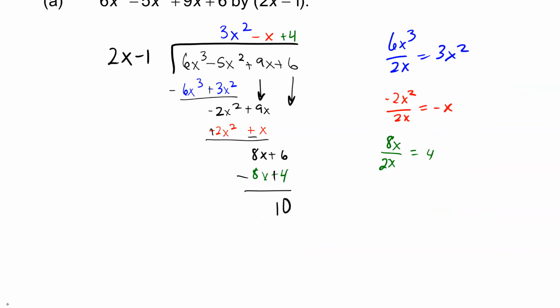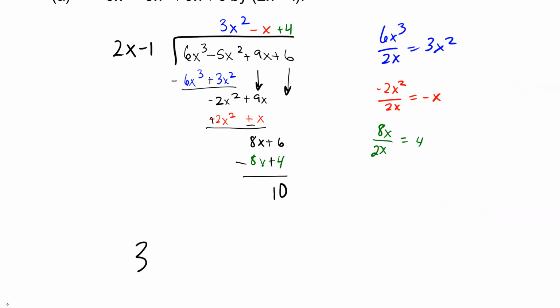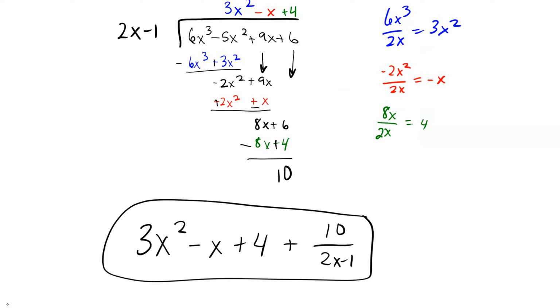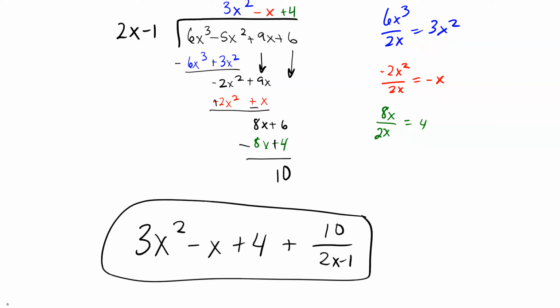Once again, we have a remainder, so I can write it as 3x squared minus x plus 4 plus 10 over 2x minus 1. How do I know it's plus 10 over 2x minus 1 and not minus? How do I know that? Anyone want to take a gamble? How do I know that this is a plus right here? I know it's plus this and not minus 10 over 2x minus 1.